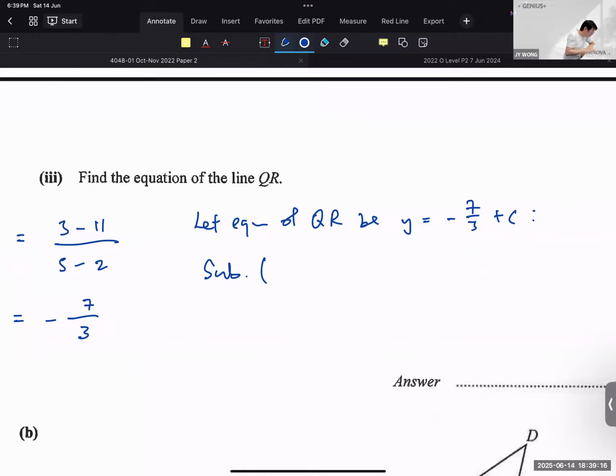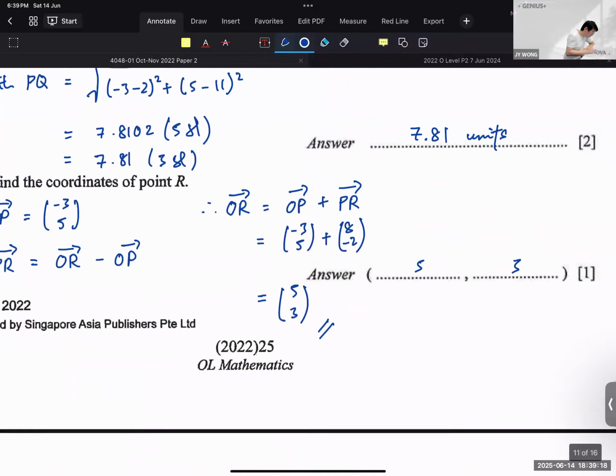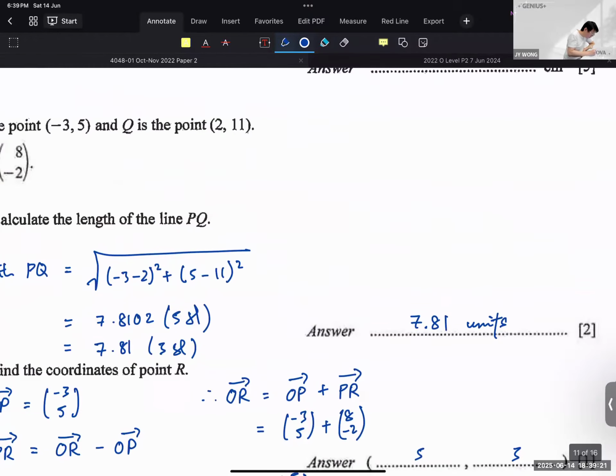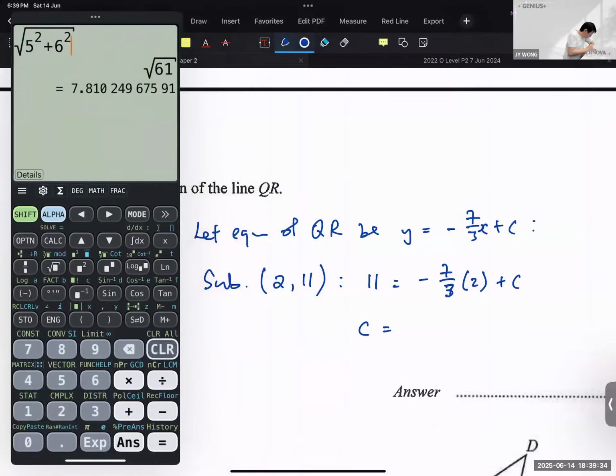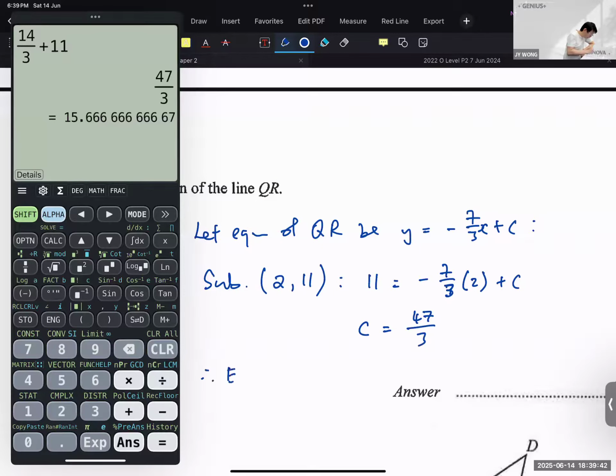Just sub in either P, Q or R, so sub in Q, the point (2, 11). You will get 11 equals to -7 over 3 times 2 plus c, and therefore c is equal to 14 over 3 plus 11, which is 47 over 3. And therefore, equation of QR is y equals to -7 over 3 x plus 47 over 3.